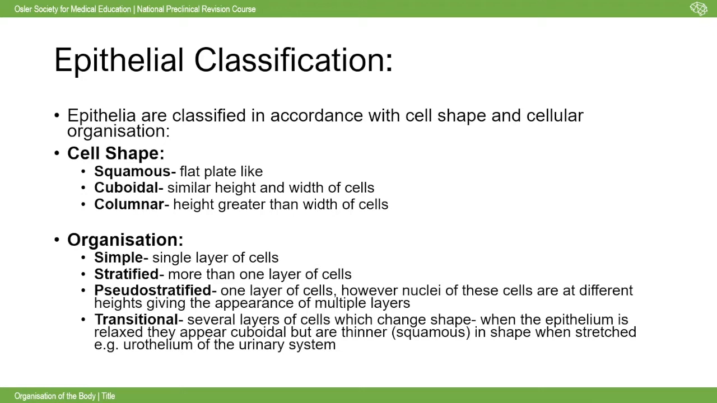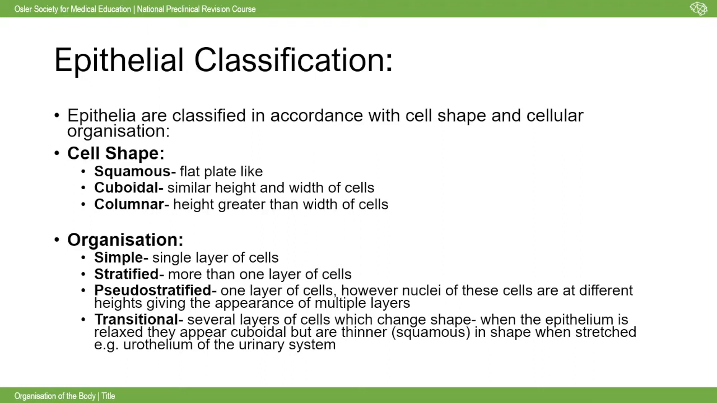So in terms of cell shape, we can classify cells as squamous, in which they're flat and plate-like, cuboidal, in which they have a similar height and width, or columnar, in which height is greater than the width of cells. So when you're given a histological section of an epithelial tissue, you immediately want to be looking at the cell shapes, and that will help you identify the epithelial tissue.